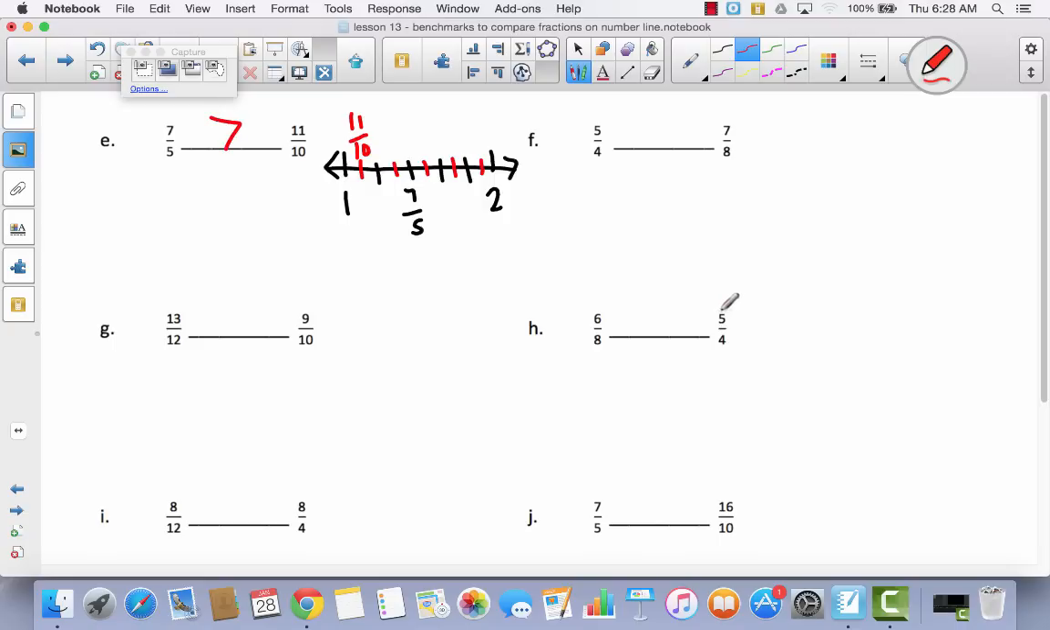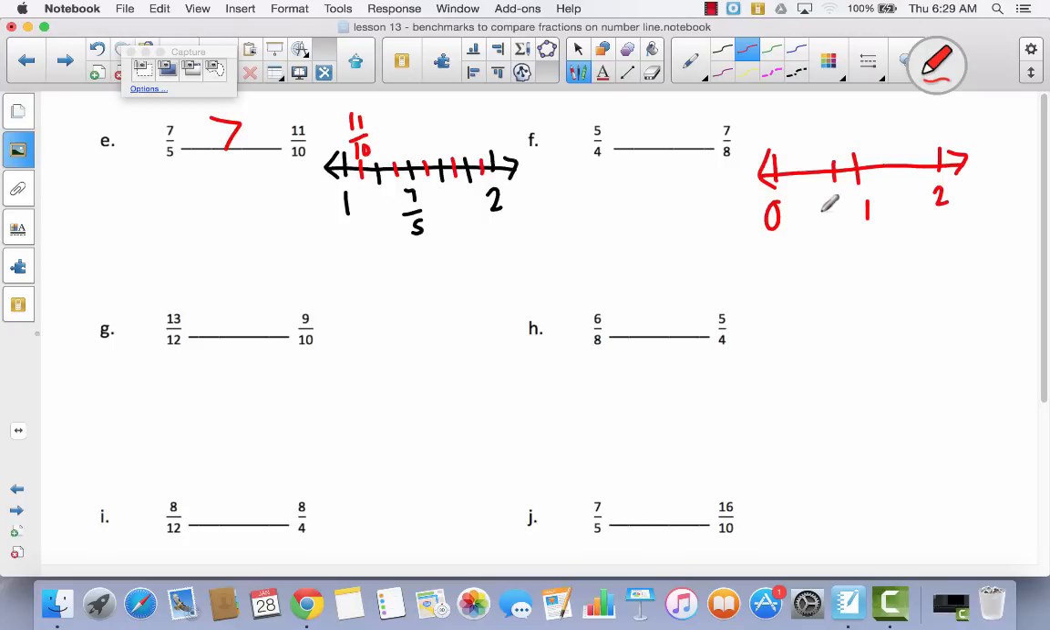All right, so let's take a look at F. I've got 5 out of 4. This fraction is greater than 1. I have 7 out of 8. This fraction is less than 1. Knowing that, I don't have to do too much drawing on my number line, but I am going to go ahead and make this 0, 1, and 2.